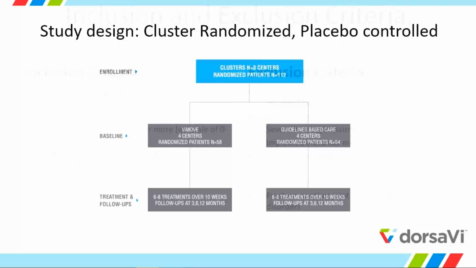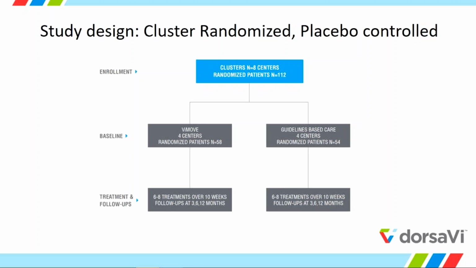So what they did, they actually had 8 centers. So it was a multi-center trial, and they randomized the patients. They had 112 patients divided 58 to 54. On the right, they had the guidelines-based care. So 4 centers did guidelines-based care. In other words, they just did regular physical therapy. And then the other group were using the V-Move system.